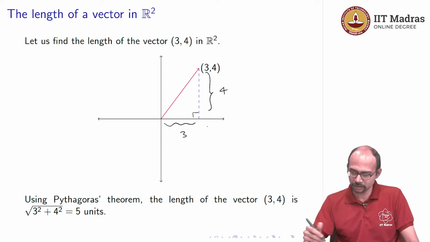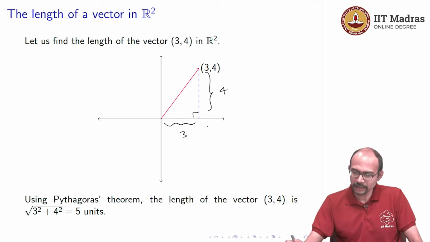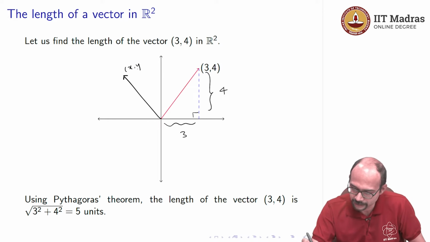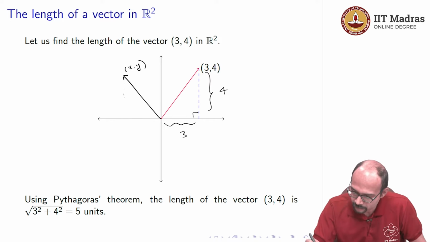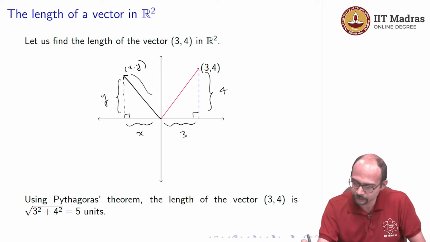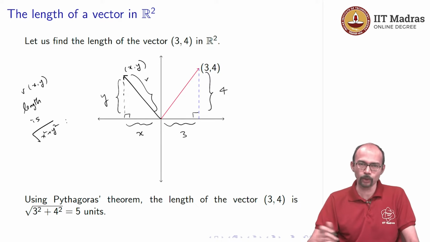So the main point here is that if you do a general x y, maybe we can do it right here. If I have x comma y, and you drop a perpendicular here, this is exactly x and this part is exactly y. So it gives you a right angle triangle, and so the length of this vector, if I call this vector v, which is x comma y, is square root of x squared plus y squared. So this is really what we are saying here.